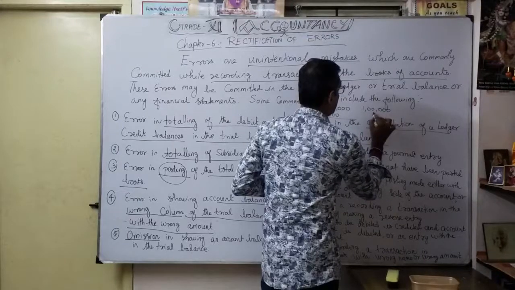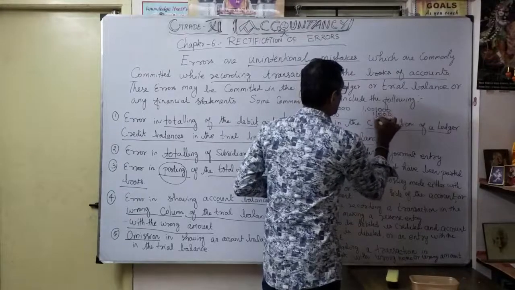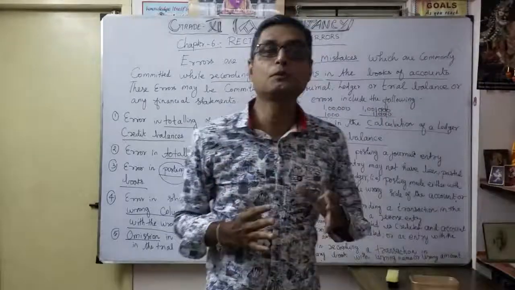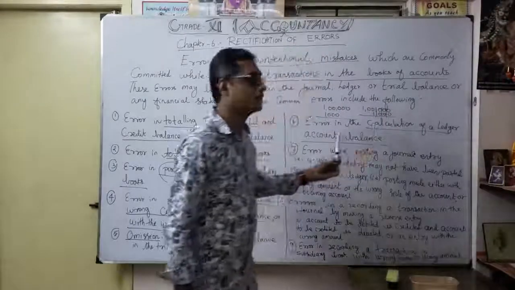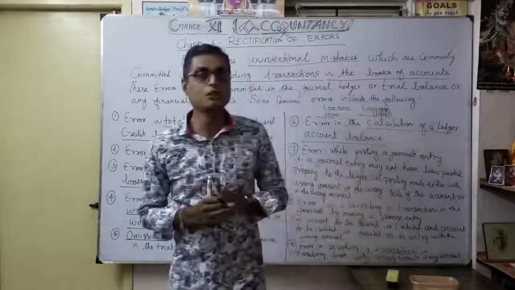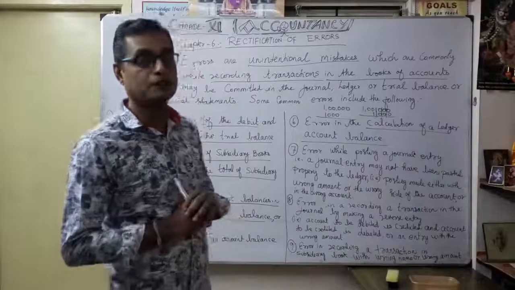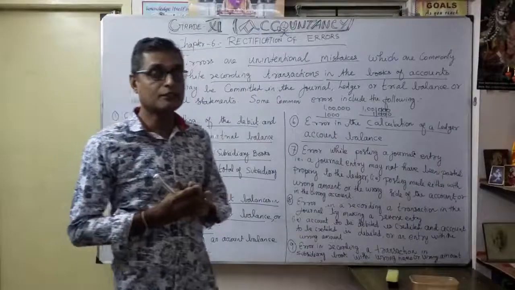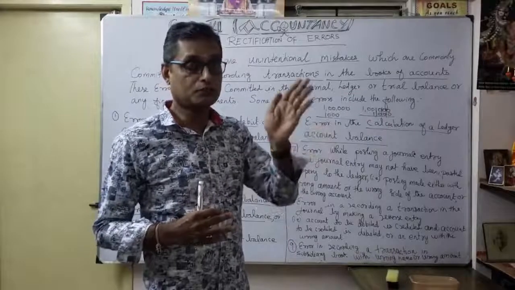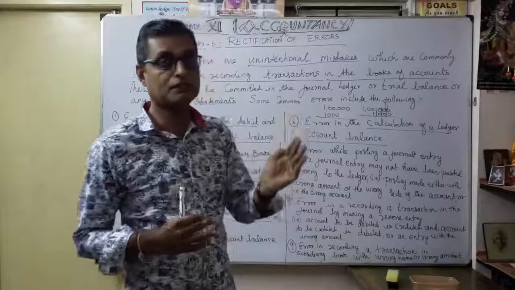So you have to write exactly where it belongs. That's why placement matters. If you do the placement wrongly, this problem will occur. So, error in the calculation of a ledger account balance. You understood now? That's the sixth possibility of error. It's very, very important. That's why I advise you to write in the proper place wherever it is 1000, 1 lakh, or 10,000. The decimal is very, very important.